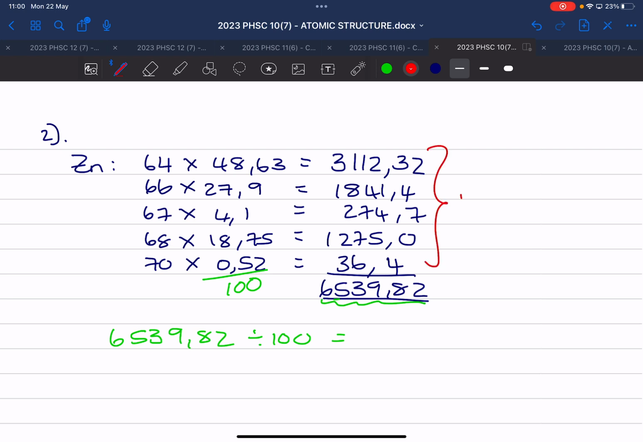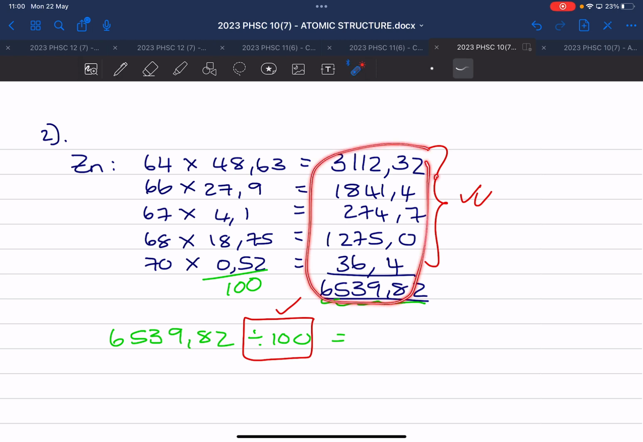Now, let's say it's a big question like this. This part here will count 2 marks. Then the fact that you divide by 100 will count a mark. So even if you make a mistake here, but you still show me that you divide by 100, you get that mark. Okay, so don't skip that part. You need to show that.